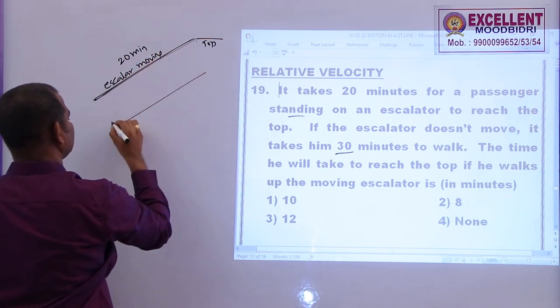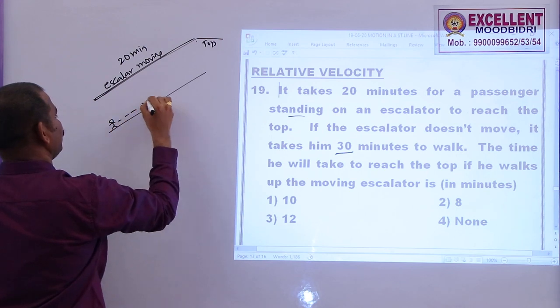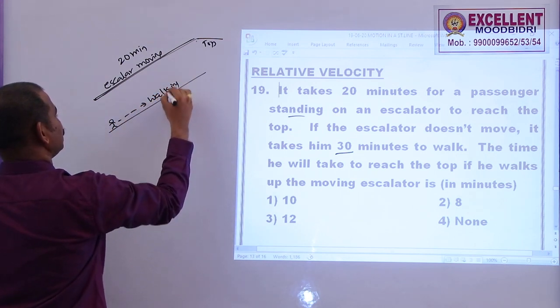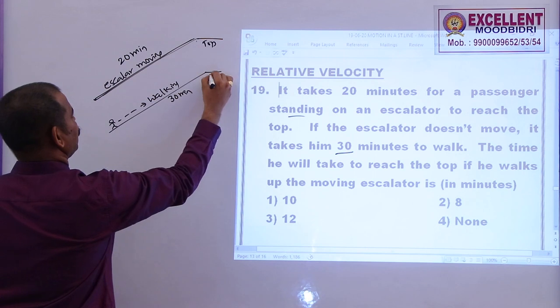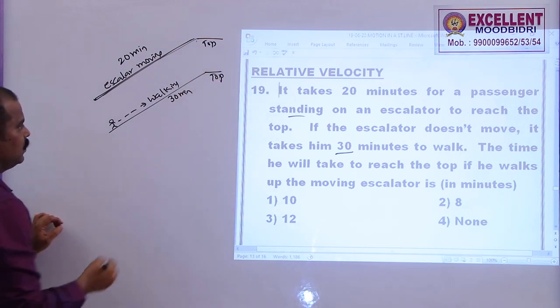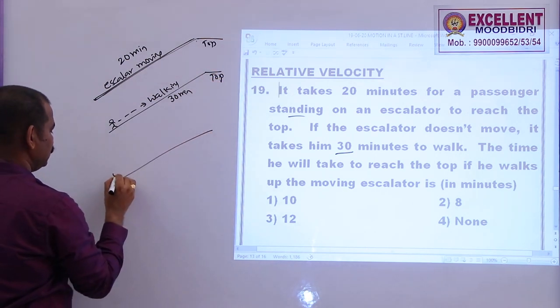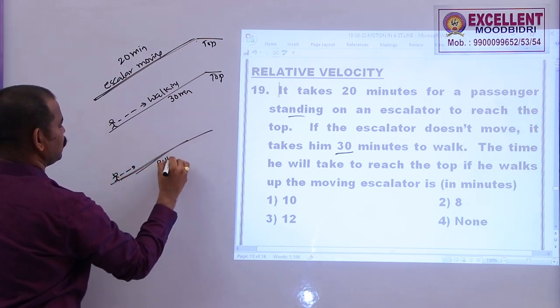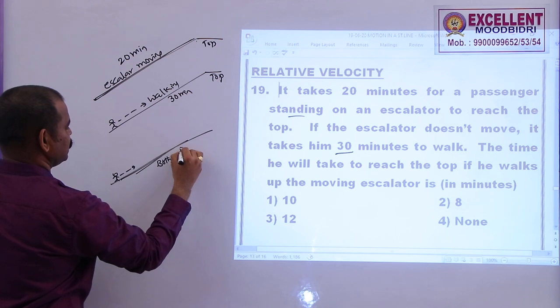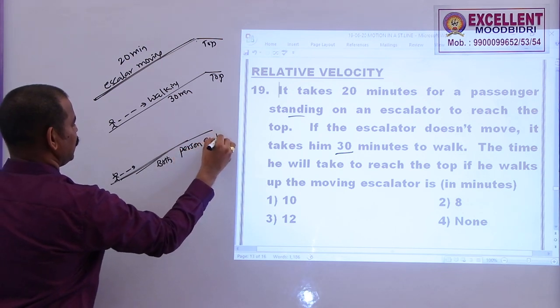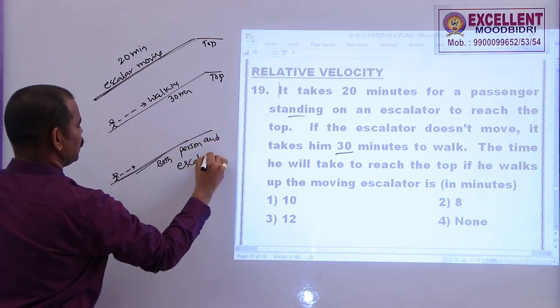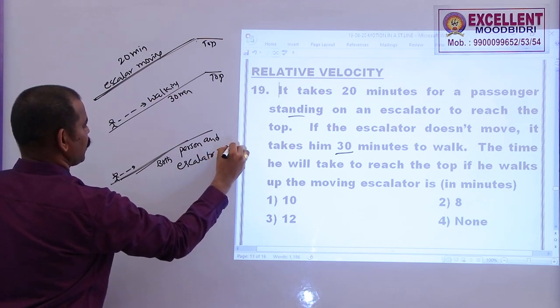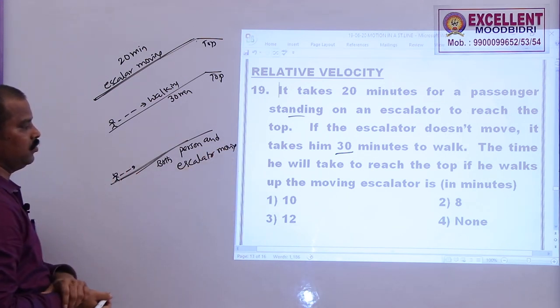If the escalator is at rest and the person is walking, he is taking 30 minutes to reach the top. Now, in the third case, the person is walking on the moving escalator. Both person and escalator are moving. Then how much time will it take to reach the top?